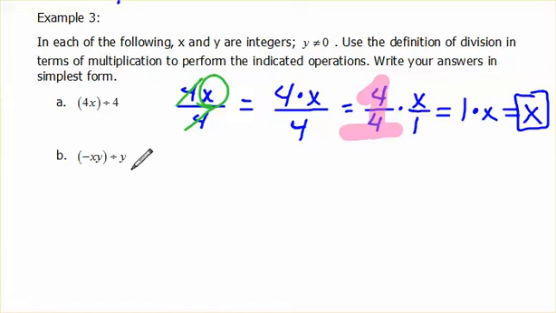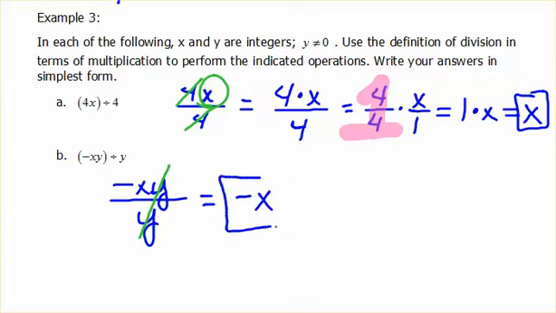Here we have negative xy, so I'm going to write that, negative xy divided by y. And they said that y could not be 0, so this is possible to do. Well, because of the properties of division and multiplication, we can cancel out that common factor of 1, and we're just left with negative x. So that would be our final answer.